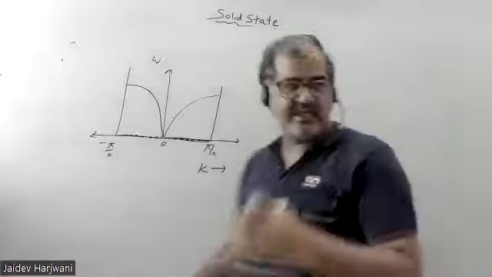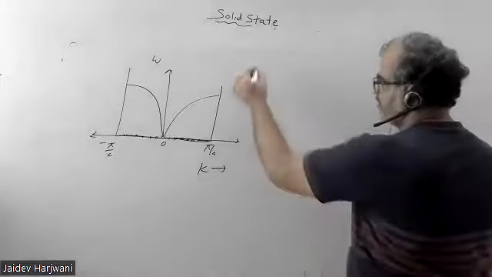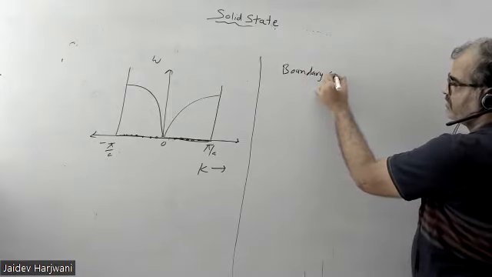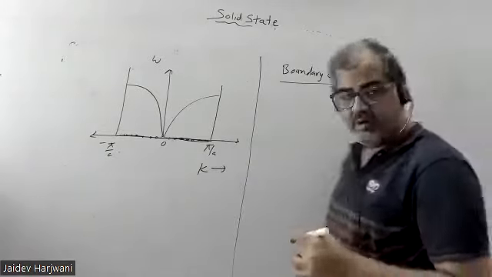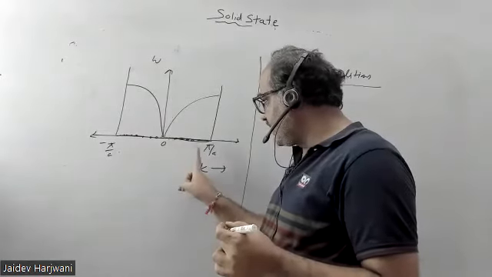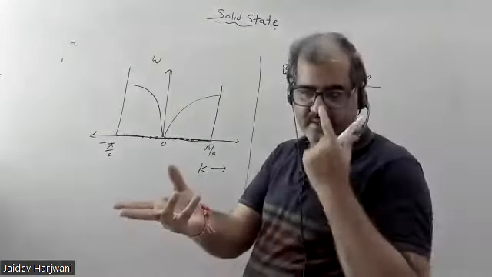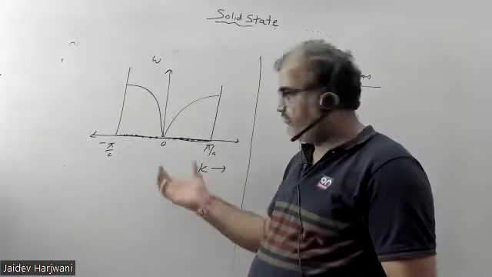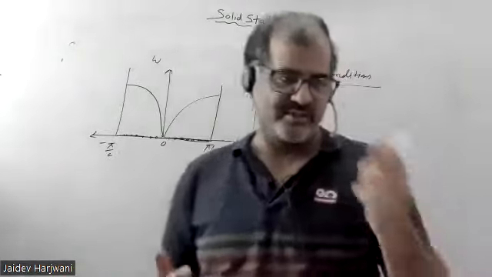That means your K values cannot be continuous. Your K values are discrete, and that comes from boundary conditions. If you apply boundary conditions, I want to calculate my K values from 0 to pi by a. They are distinct K values, but what is their number? How many K can exist between 0 to pi by a for a given lattice? That is, I want to calculate the number of modes.